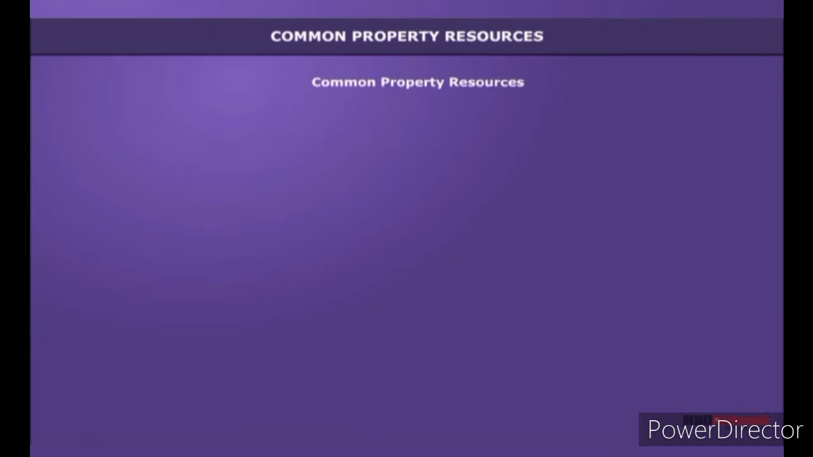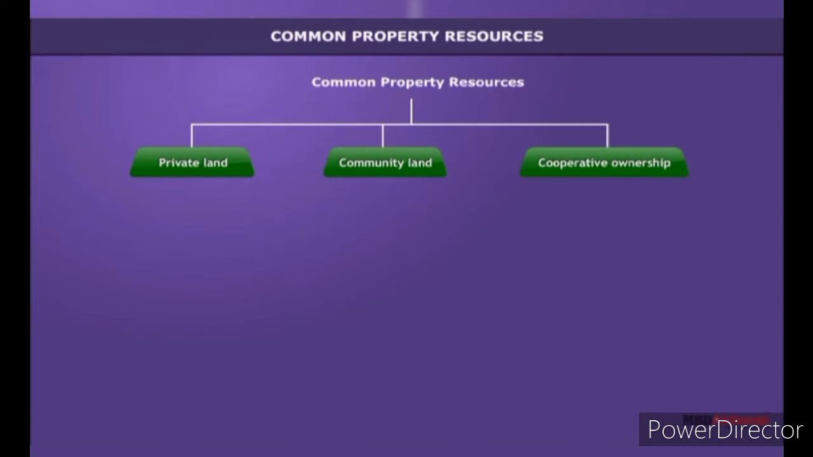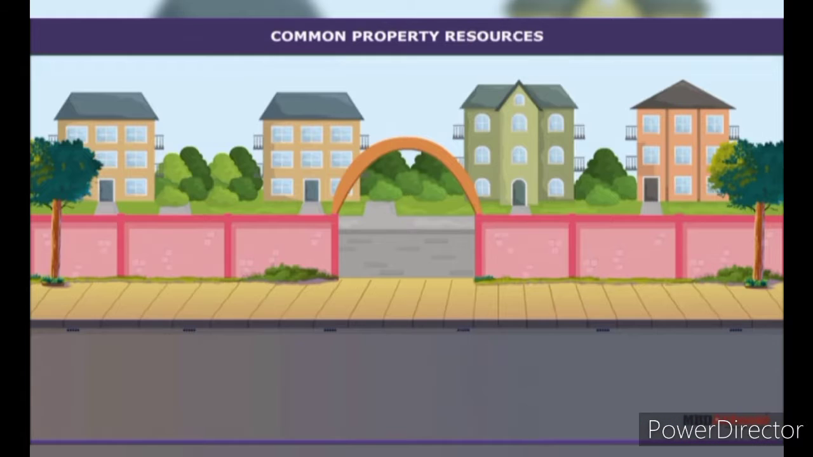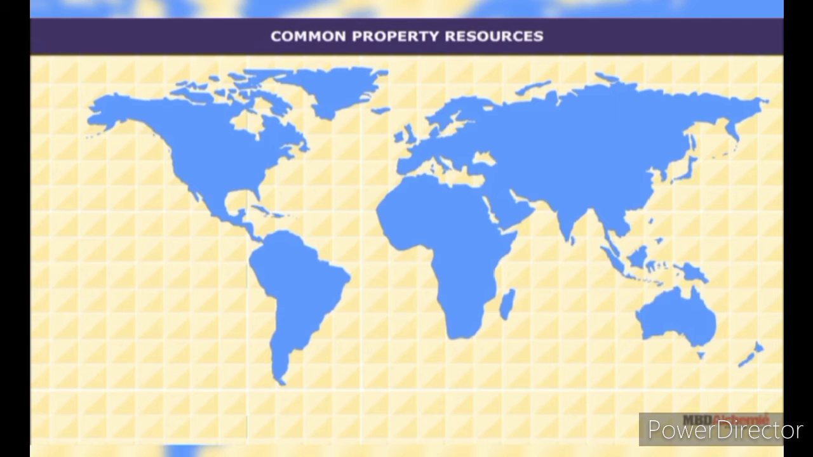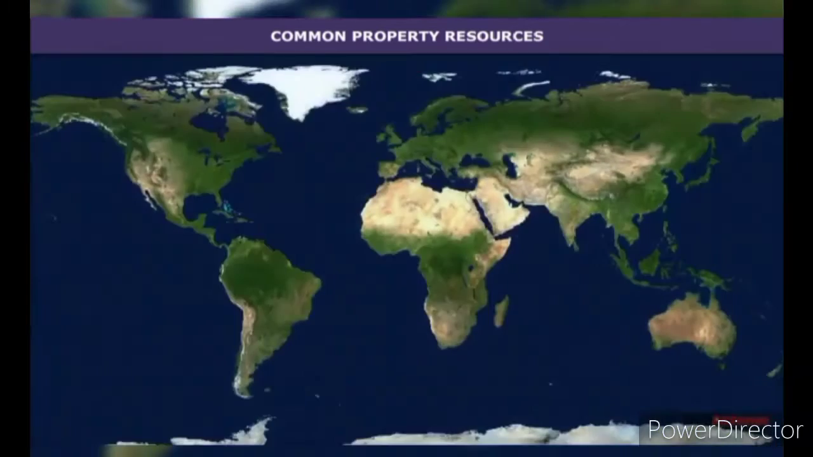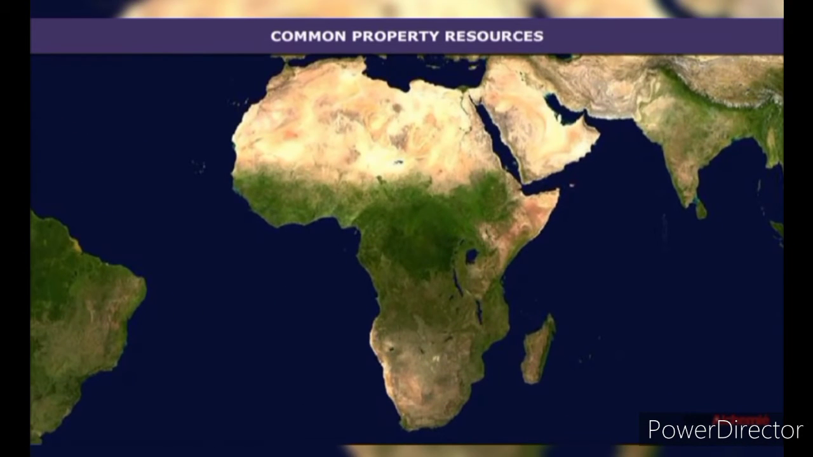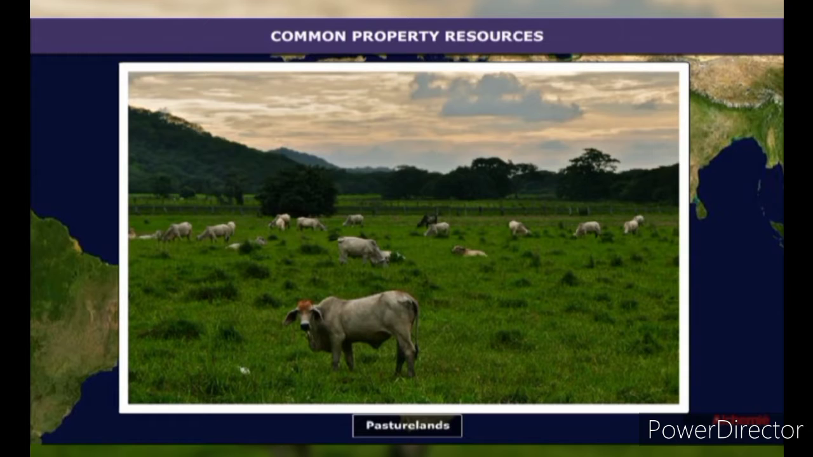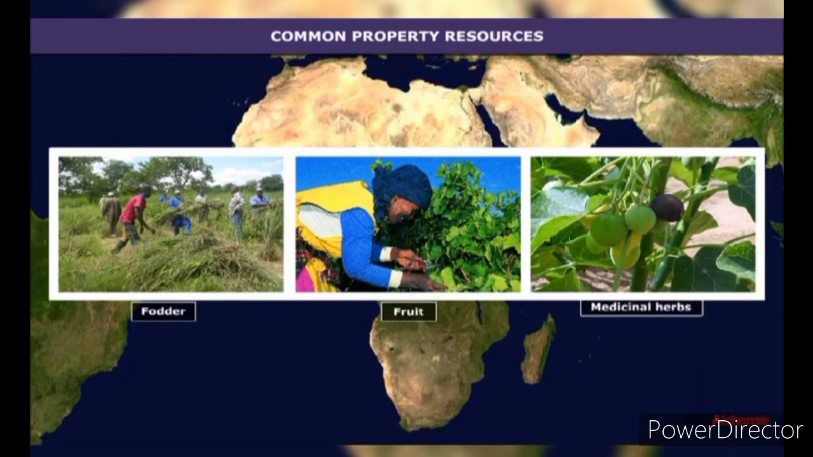Common property resources. On the basis of its use, land can be divided into private lands, community lands, and cooperative ownership. Traditionally, Adivasis in India or tribals in other parts of the world consider land a community resource. In Africa, even today, many communities use pasture lands as a common resource for grazing their domesticated animals. They even collect fodder, fruit, medicinal herbs for community use.